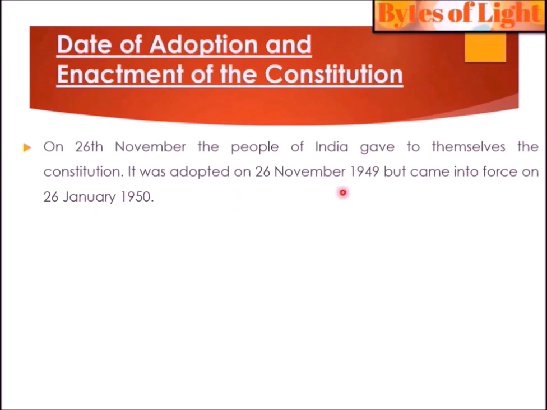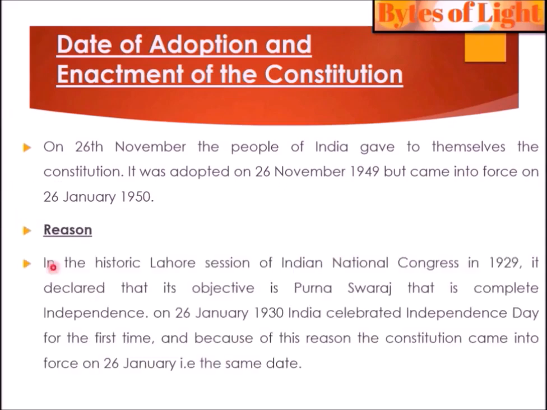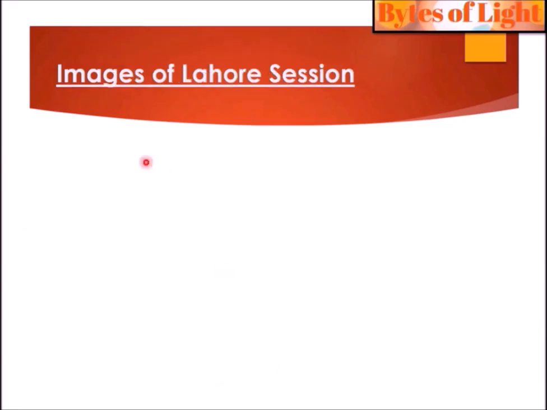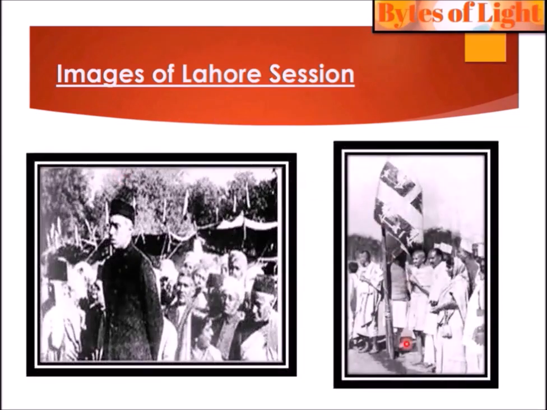Let's see what is the reason because of which it came into force on another date. In the historic Lahore session of the Indian National Congress in 1929, it was declared that its objective is Purna Swaraj, that is complete independence. On 26 January 1930, India celebrated Independence Day for the first time, and because of this reason, the Constitution came into force on 26 January, that is the same day. Images of the Lahore session. This is the Indian national flag being hoisted on 26 January 1930.